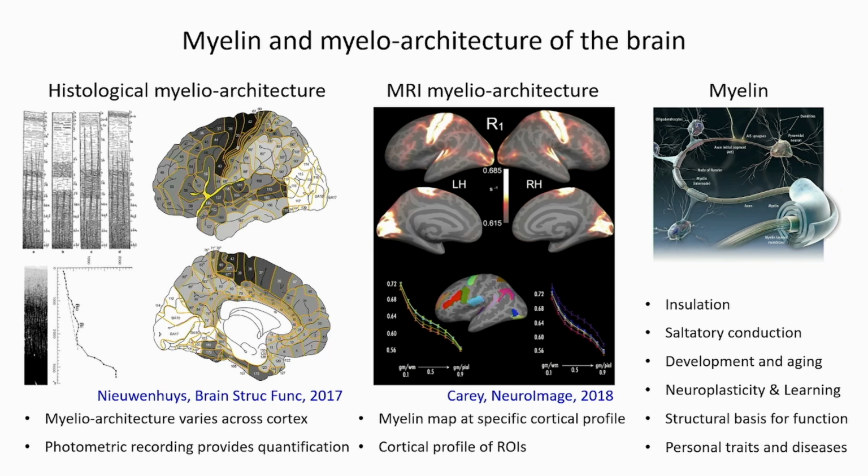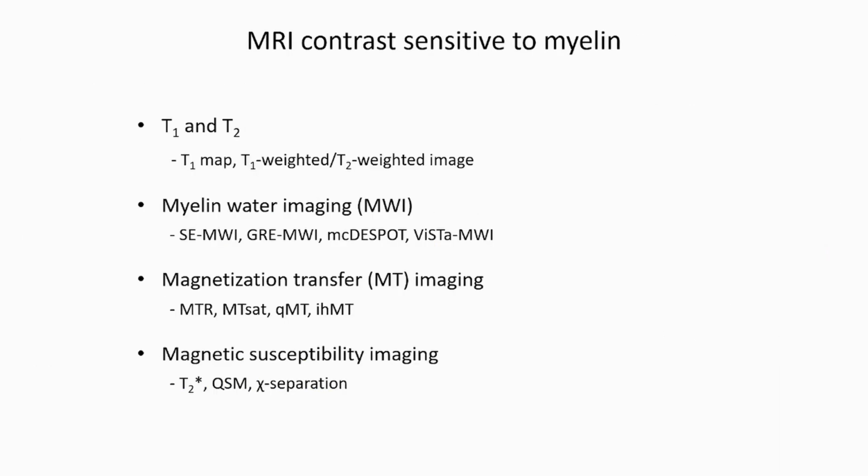And many studies have shown that myelin can be considered as a structural basis for the function, and also it may deliver some of the information about personal traits as well as some of the diseases are directly related to the myelination. So as the result, imaging myelin using MRI is a very powerful tool to understand the brain and brain characters. Again, this is really the MR physics lecture so that I can deliver what type of imaging options we have when you want to image the myelin.